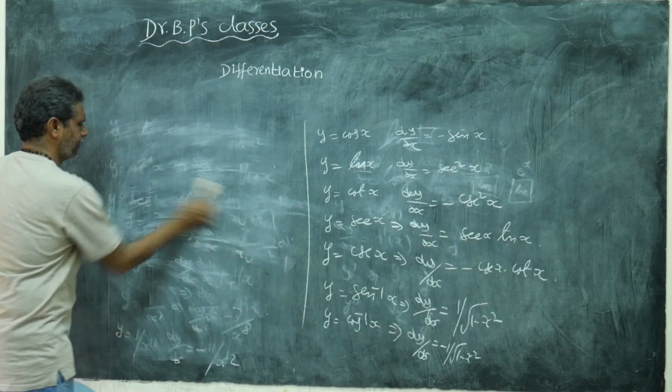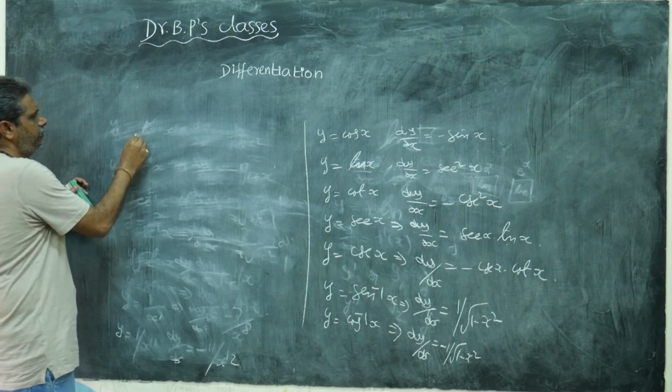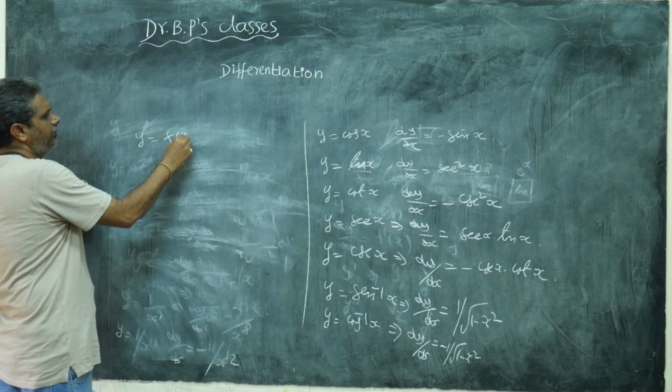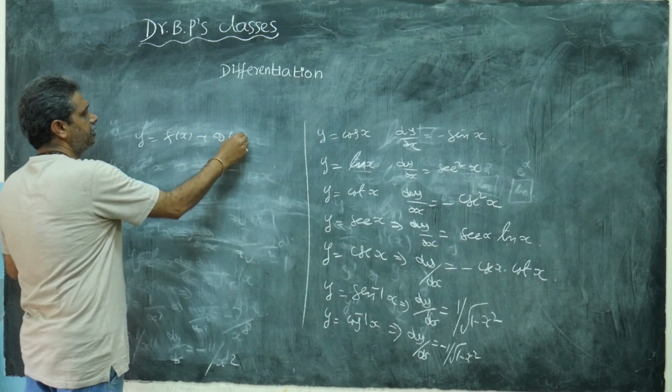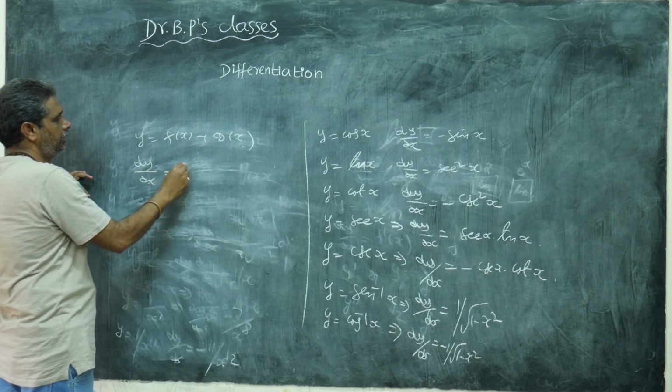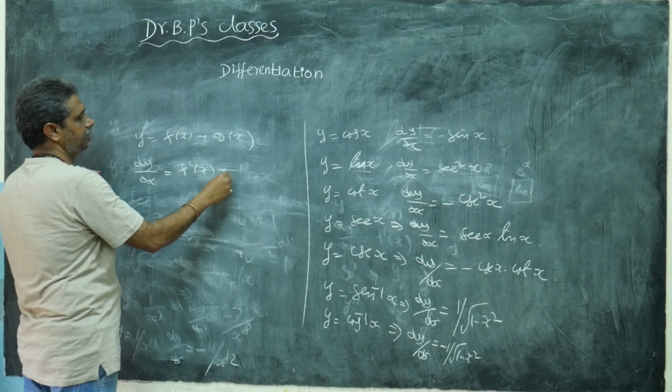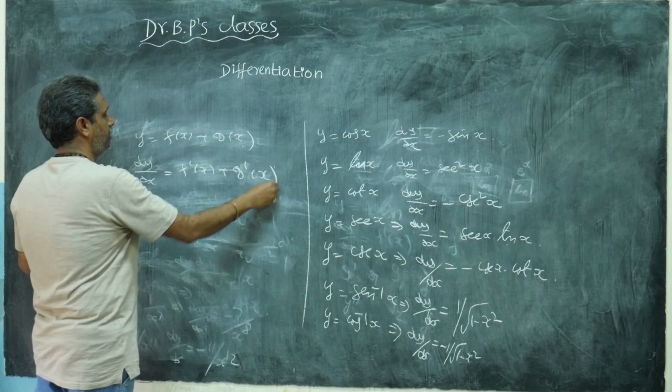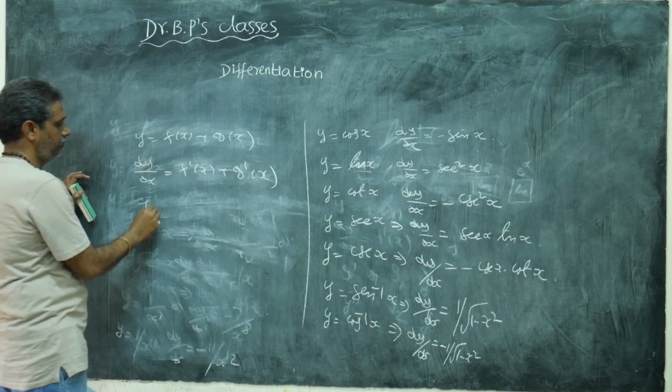Suppose y is equal to f of x plus g of x, two functions. dy by dx, how will we do it? Separately we can do f dash x plus g dash x, that is, df by dx plus dg by dx.